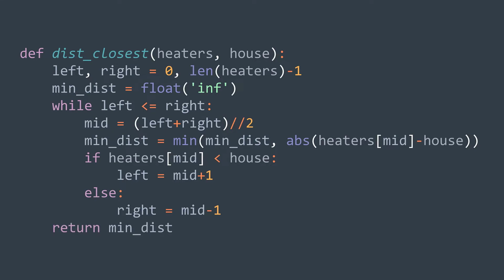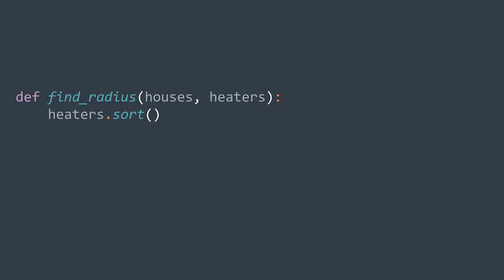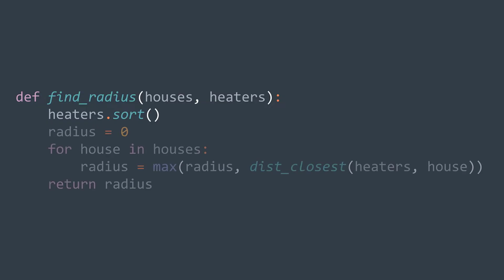Know that I could directly use the Python bisect function for binary search, but I wanted to show you how to adapt it to this problem. To apply binary search, the array has to be sorted, which is not necessarily the case. It's not mentioned in the problem description that the heaters array is sorted, so we start by sorting it. Then we traverse houses while keeping track of the greatest distance between a house and its closest heater. We return it after the loop.